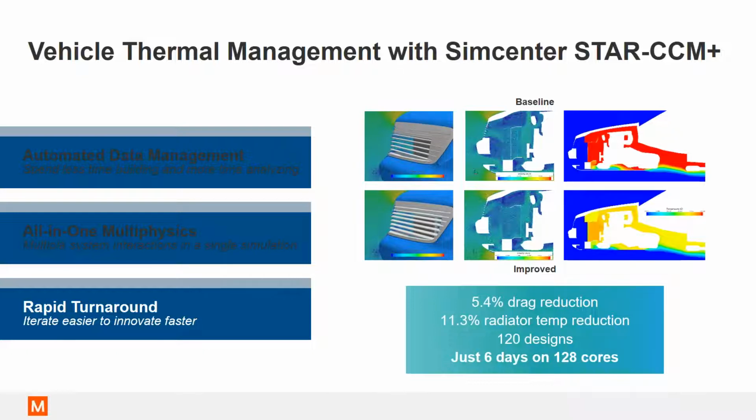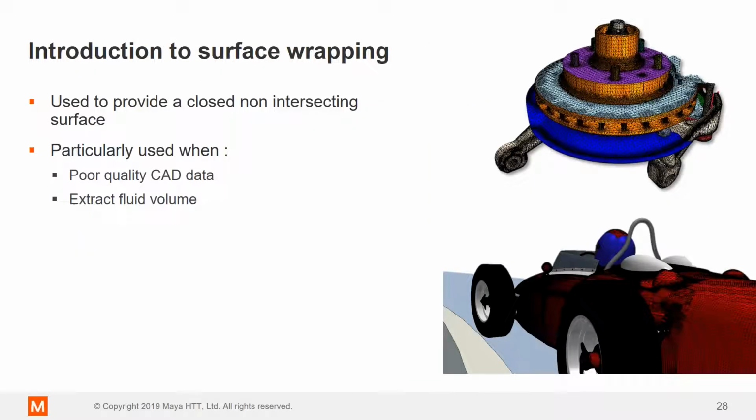At the end, let me show you one of the important geometry preparation features inside Star CCM Plus, which you can go ahead and use. The surface wrapper can be used to provide a closed, non-intersecting surface when starting from bad quality CAD. Surface wrapper is an excellent feature in Star CCM Plus, which can be used particularly during two kinds of instances. Firstly, when you have a poor quality CAD. By poor quality CAD, I mean multiple intersecting parts, missing data, maybe holes and gaps, surface mismatches, duplicate and internal surfaces, and overly complex geometry.